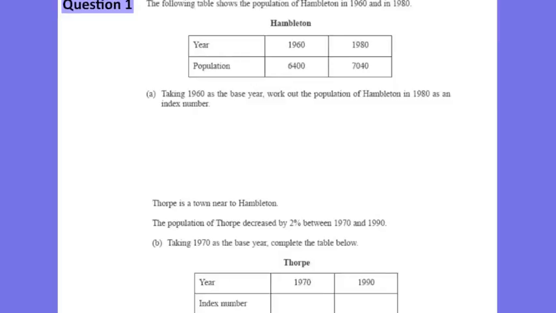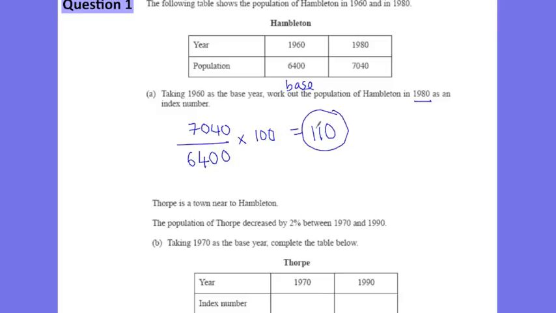Question number 1. The following table shows the population of Hambleton in 1960 and in 1980. Taking 1960 as the base, work out the population of Hambleton in 1980 as an index number. So, first off, what is the population of Hambleton in 1980? 7,040. Divided by the base population, 6,400. Times by 100, index number 110. What does this mean? It means that the population has increased by 10%.